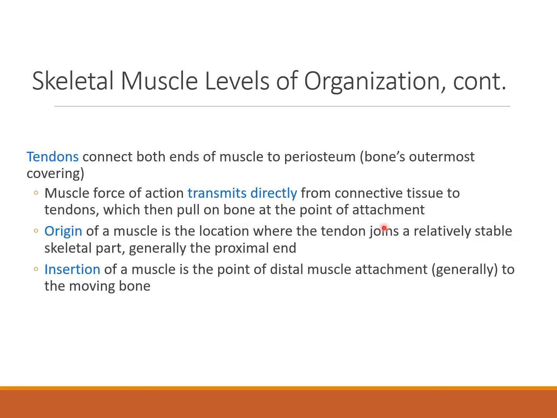So when you guys took anatomy, you learned about origins and insertions. Okay, so the origin is the location where the tendon joins to a relatively stable part of the skeleton, and then the insertion is the point of the distal muscle attachment, usually of the moving bone. So if we look at your bicep, the origin would be up towards your glenoid, okay? And the insertion is on the radial head. So when you guys are making that muscle action of flexing your bicep, you're going to see that insertion move towards the origin generally.